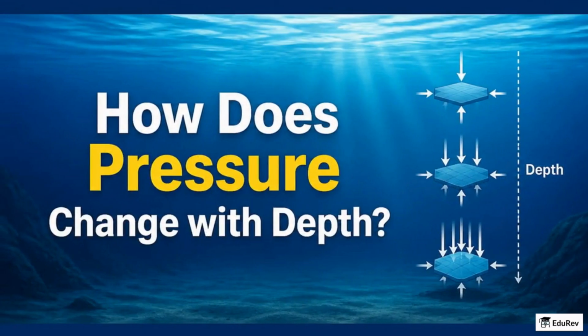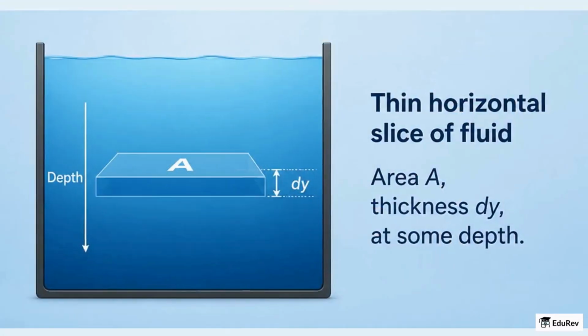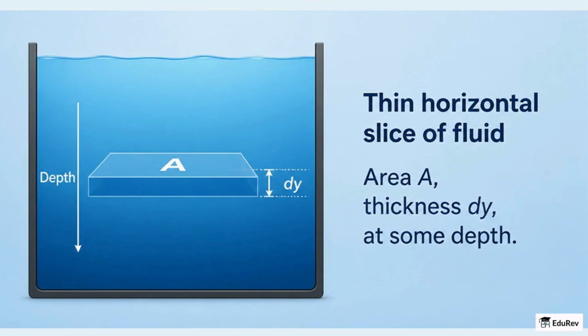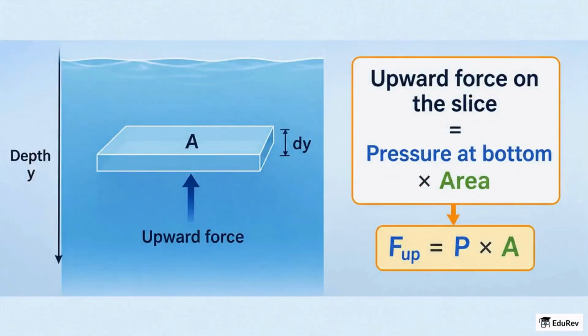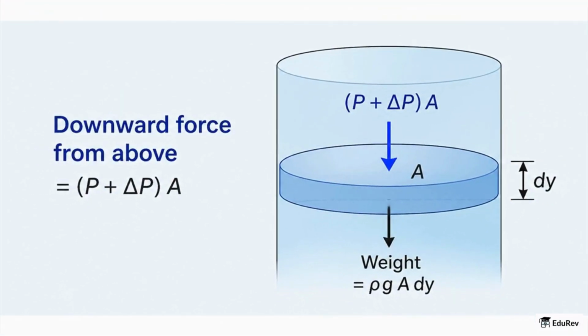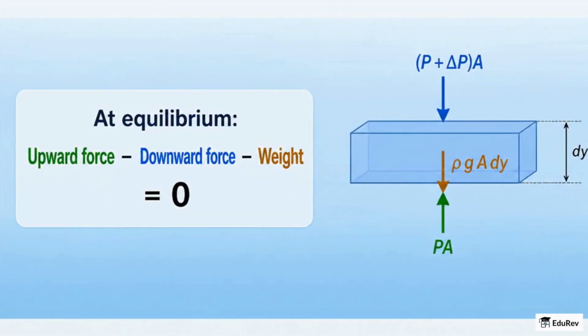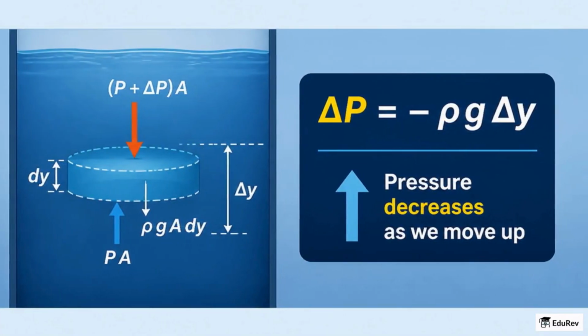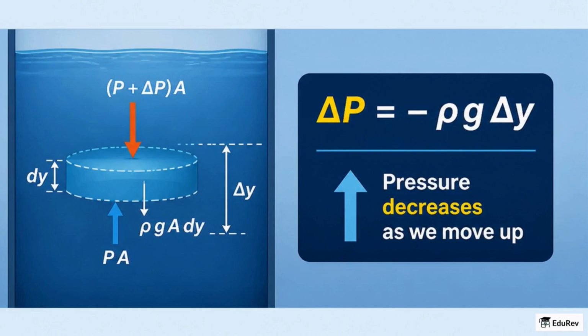Now let us see how pressure changes with depth in a fluid. Consider a thin horizontal slice of fluid with area A and thickness dy at some depth. The upward force on the slice is pressure at the bottom times area, that is P times A. The downward force from above is pressure at the top times area, which is (P plus delta P) times A. And the slice has weight rho g A dy. In equilibrium, the upward force minus the downward force minus the weight equals 0. From this we get delta P equals minus rho g delta y, which means pressure decreases as we move up.